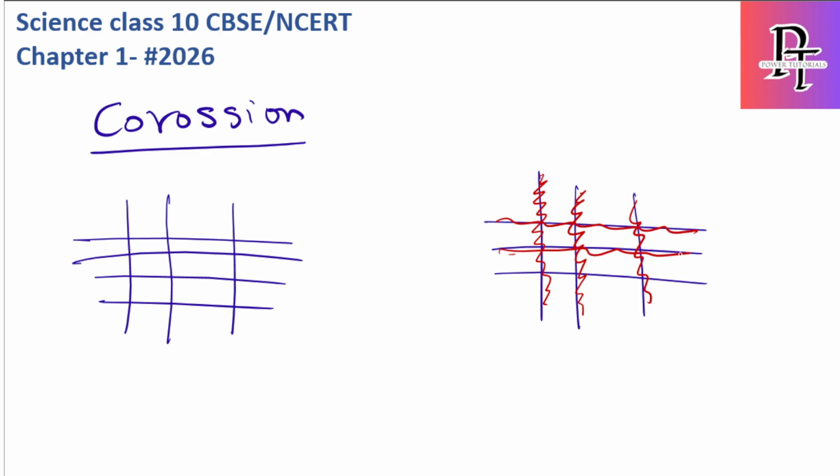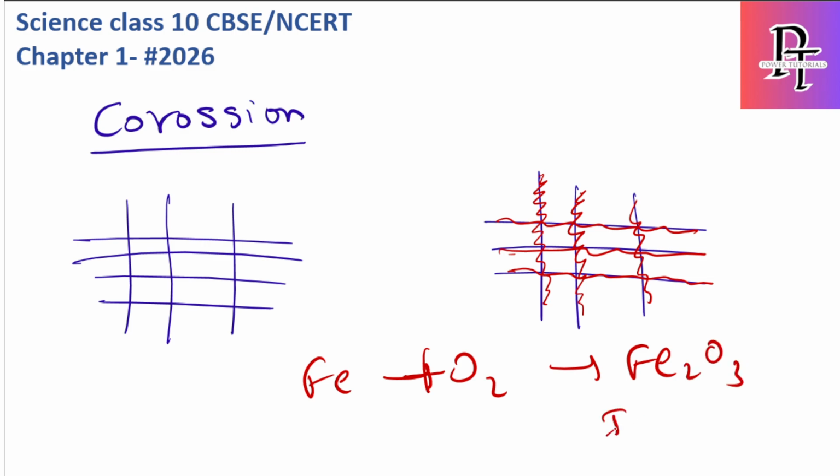So what is this brown color? It is nothing but iron oxide. Iron is getting oxidized in the presence of air or water, whatever it is. So it will get oxidized to Fe2O3, which is iron oxide or ferric oxide. So this is one of the examples.